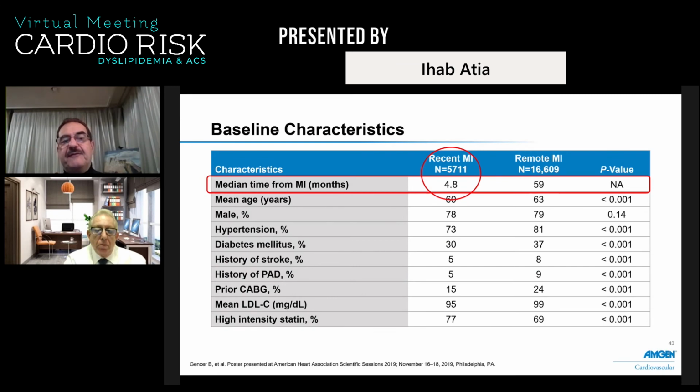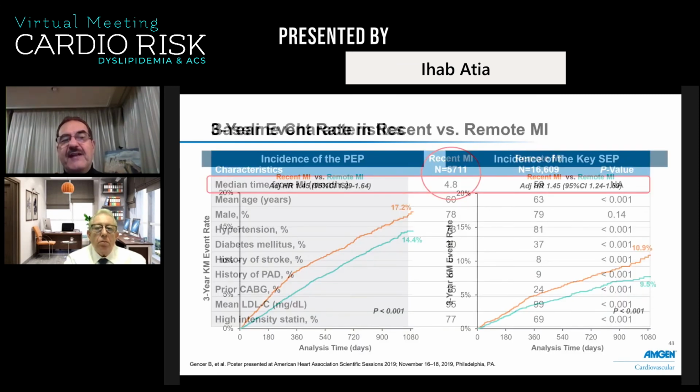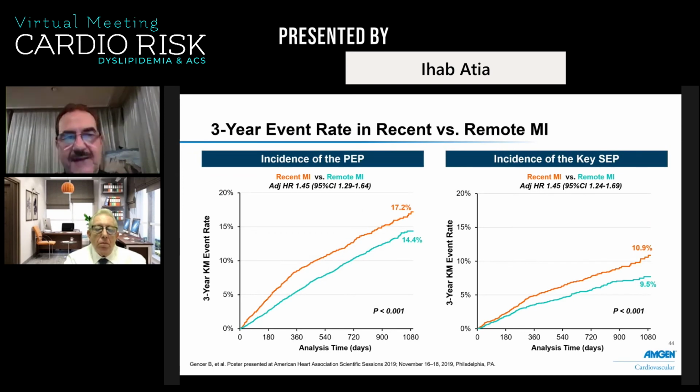Let's take a look first at how risky it is to have a remote MI compared to a recent MI. Definitely, a recent MI is much riskier because if you look here at the 3-year event rate and you look at the group that had a recent MI in orange, you find the events were 17.2 compared to the ones with remote MI, only 14.4. Even the incidence of the secondary endpoints again was higher with the recent MI, reaching almost 11% versus 9.5% with the remote MI. So this tells us that the recent MI is a special high-risk group of patients that we need to really help as early as we can.